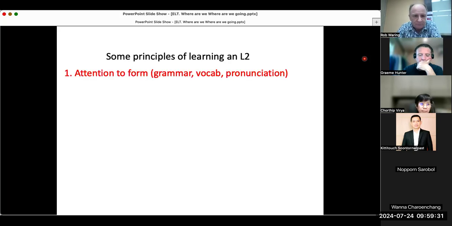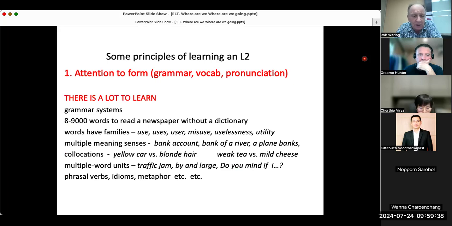So let's move on. The first one is attention to form, that is grammar, vocabulary, and pronunciation. There's a lot to learn, all the grammatical systems. We know that if you want to read a newspaper without a dictionary, you'll need about 8,000 to 9,000 words. We know that words have various families, so we have not only the main word itself, we have the inflections, and we have the derived forms: user, misuse, useless. So words are not just a simple word like use, they have whole families with them.